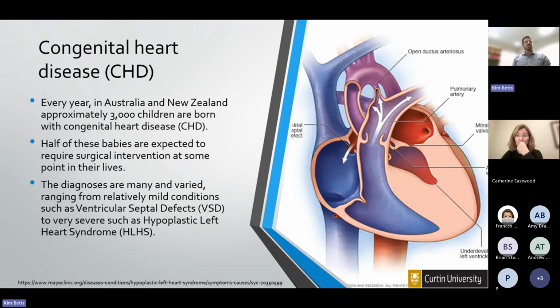Now, importantly, the diagnoses of CHD are many and varied. They range in morphology and severity. Some are quite simple, relatively low risk and easy to fix, like ventricular septal defects, where you have a hole in the wall between the two ventricles. And some are much more severe, including hypoplastic left heart syndrome. That's the condition pictured here, where the left side of the heart just hasn't developed.